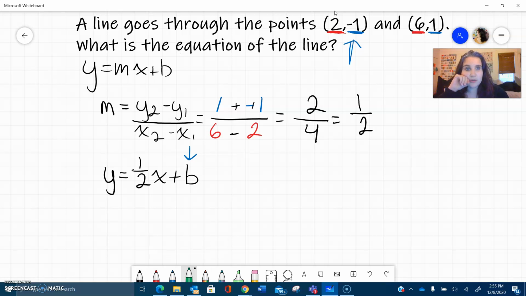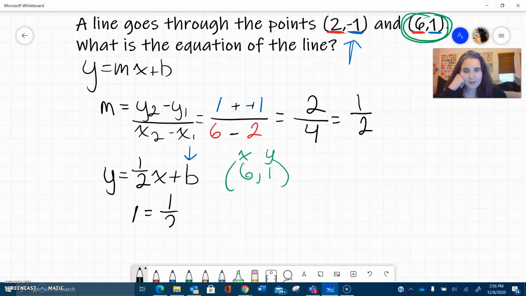So what I'm going to do is pick one and substitute the values into this equation. I'm going to pick (6, 1) because that one doesn't have any negative numbers, and I don't want to do negative numbers if I don't have to. So 6 is x and 1 is y. I have a y value of 1. 1/2, I already know my m. I have an x value, that's 6. And I don't know b, so I'm going to leave that alone.